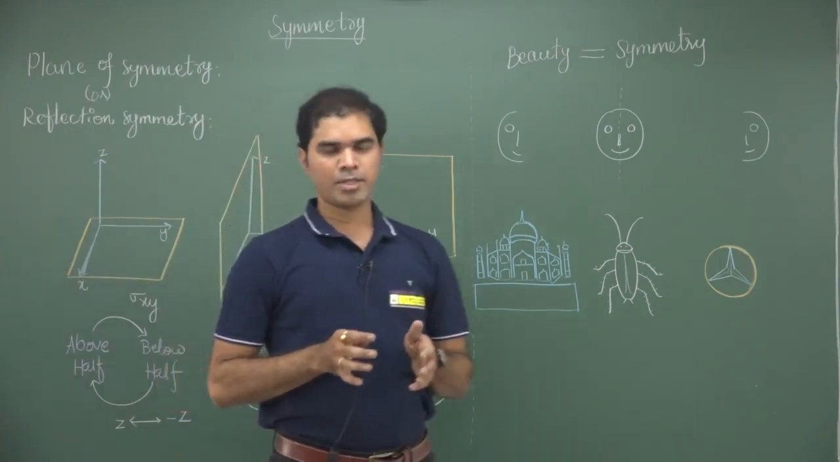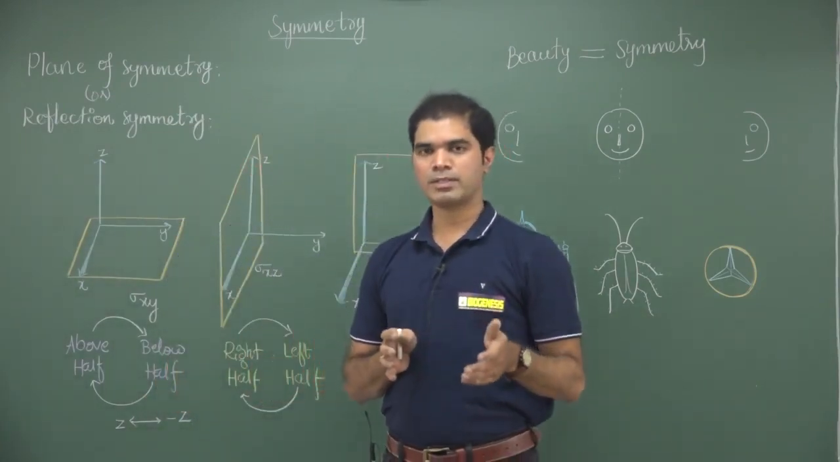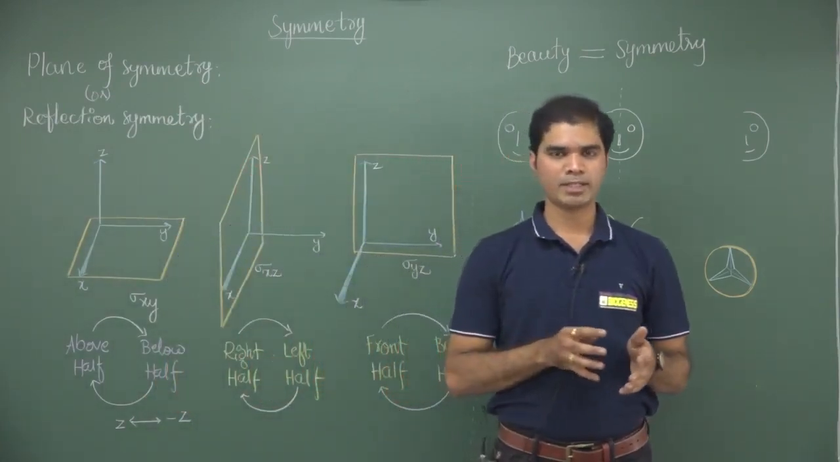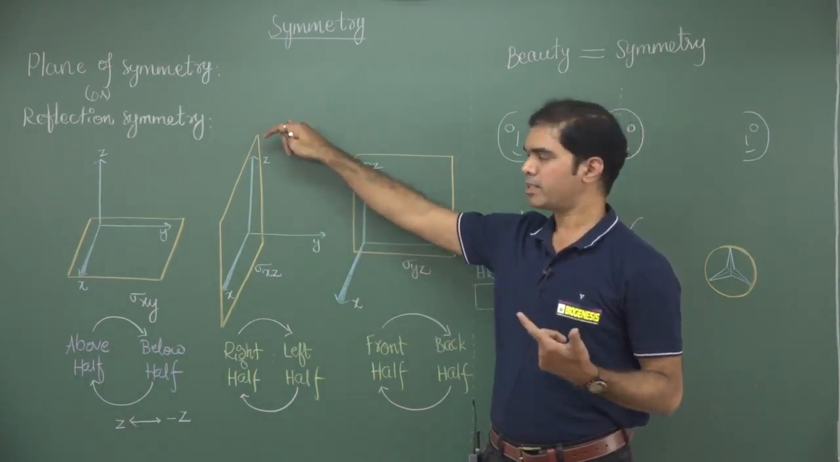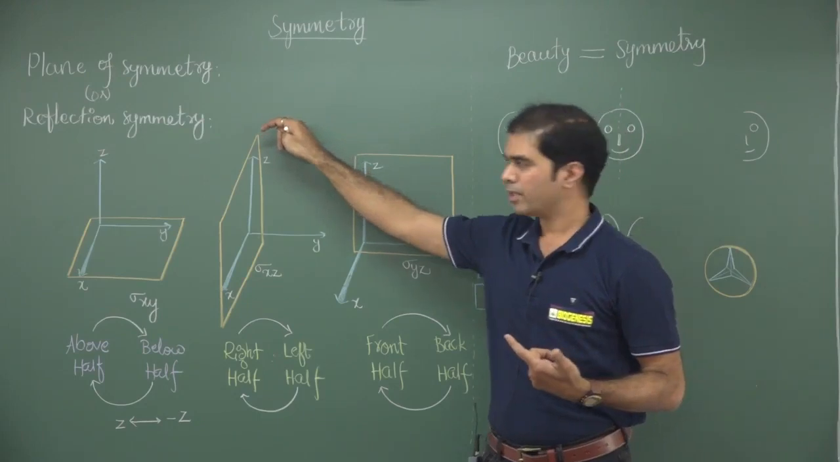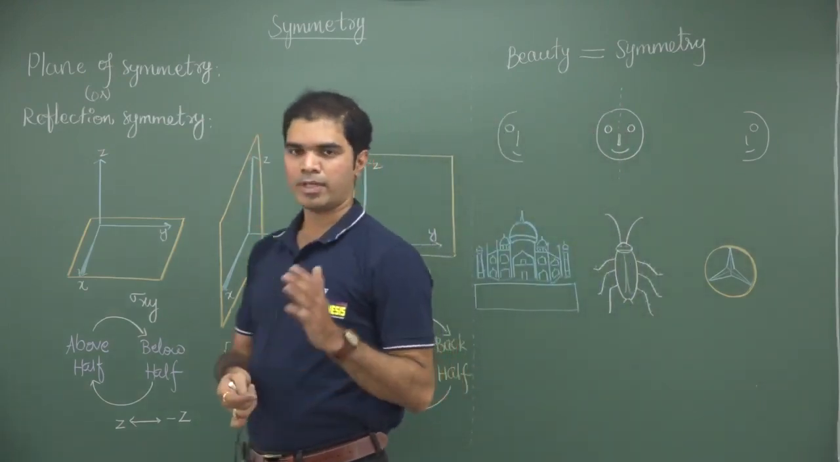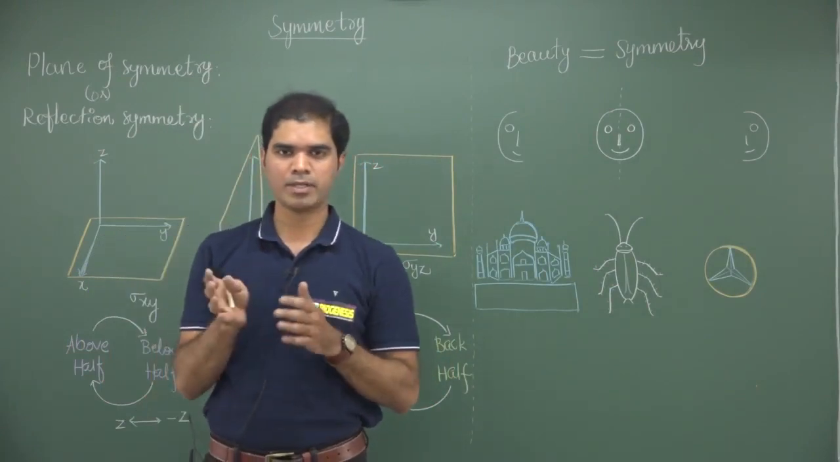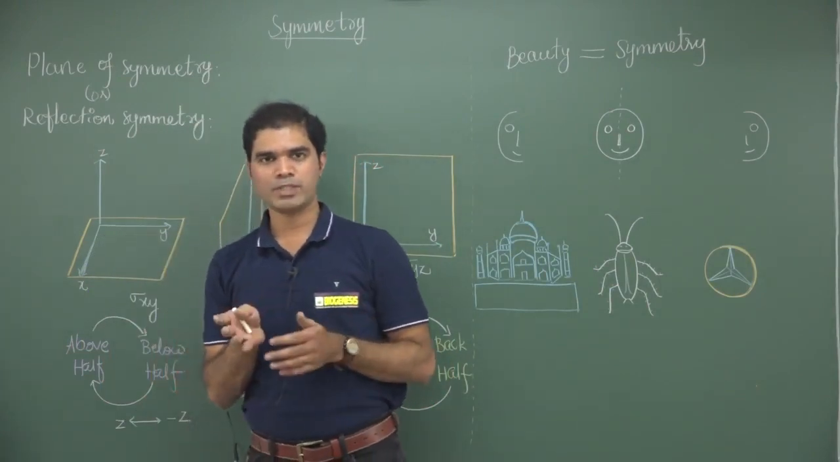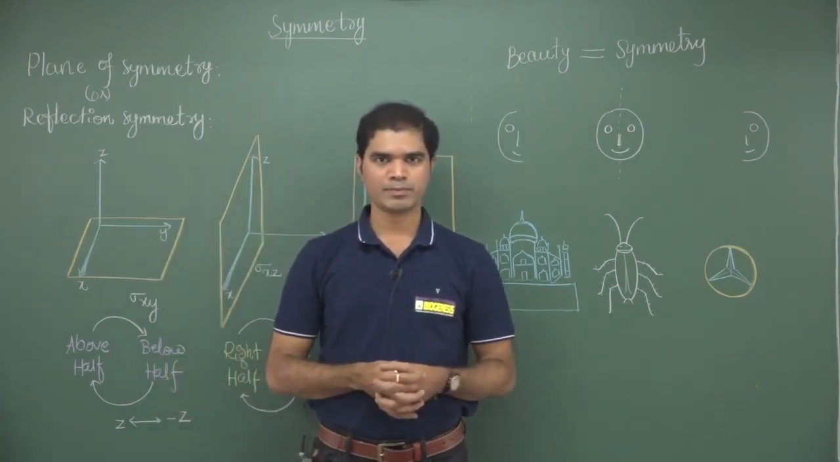There are three basic symmetry elements. One is called an axis, the second one is a plane, and the third one is a point. I am just taking one of the three symmetry elements, and that is the plane of symmetry. A plane of symmetry is a purely imaginary symmetry element that can bisect the given entity into symmetrical halves, where one half is the mirror image of the other half.